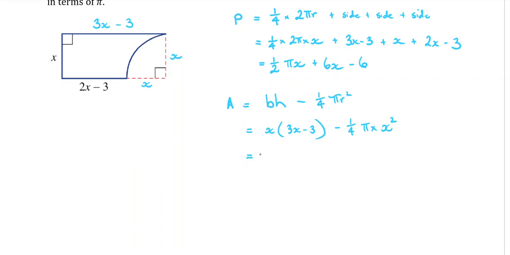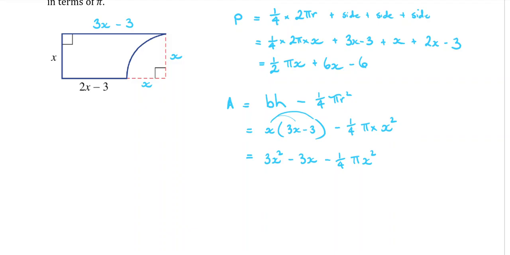Okay, I can expand that out. x times 3x makes 3x squared. x times minus 3 is minus 3x. And then unfortunately, I can't really tidy up that last term except to take the times sign out and just put it next to each other. So minus a quarter pi x squared. So that is an expression for the area.